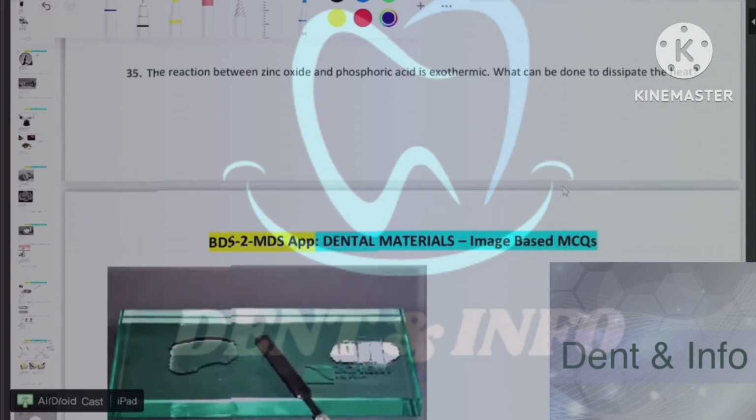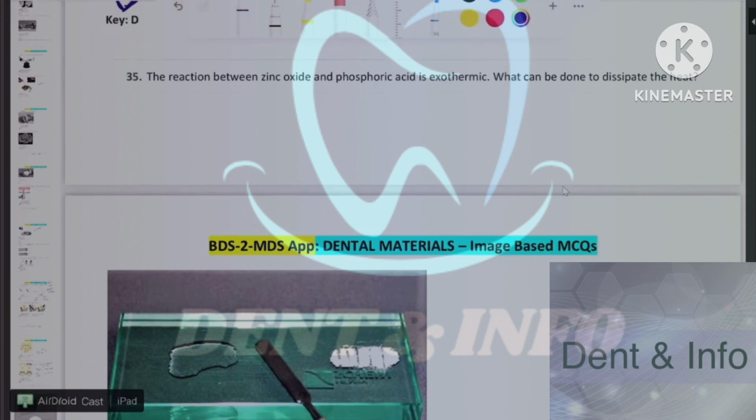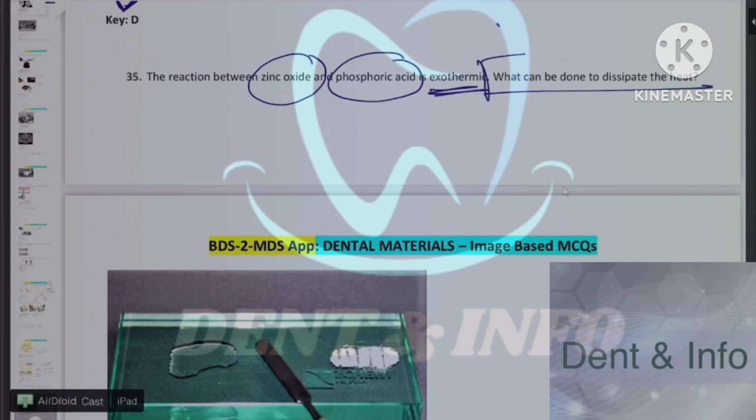The reaction between zinc oxide and phosphoric acid is exothermic. What can be done to dissipate the heat? There are methods. Okay, number one is you cool the glass slab, that is the best.